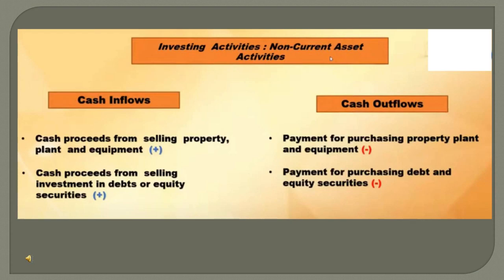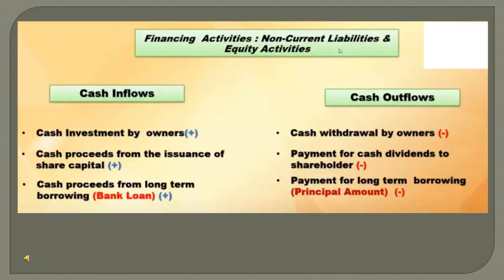Investing activities, non-current asset activities. Under cash inflows, we have cash proceeds from selling property, plant, and equipment, plus cash proceeds from selling investments in debt or equity securities. On the other hand, cash outflows are the following: payment for purchasing property, plant, and equipment, and payment for purchasing debt and equity securities. For financing activities, non-current liabilities and equity activities, cash inflows and outflows.